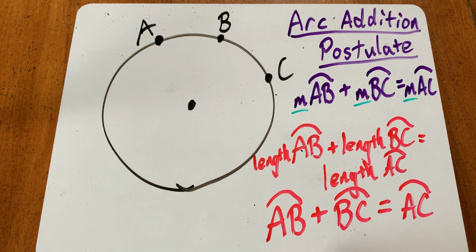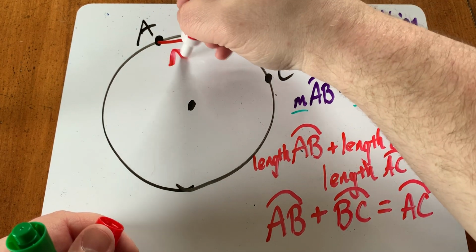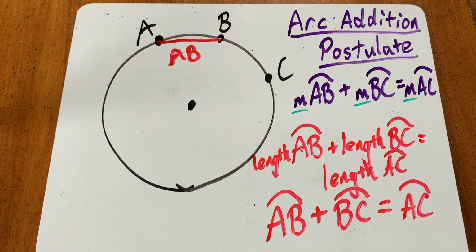And we can't just say the 2 endpoints like we do for segments, because that would just be the length of the chord from A to B. That's AB. So if you have 2 adjacent arcs on the same circle, their lengths add up to the length of the larger arc they form. Their measures add up to the measure of the larger arc they form. All right, I hope that makes sense. And hit me up with questions if you have them.